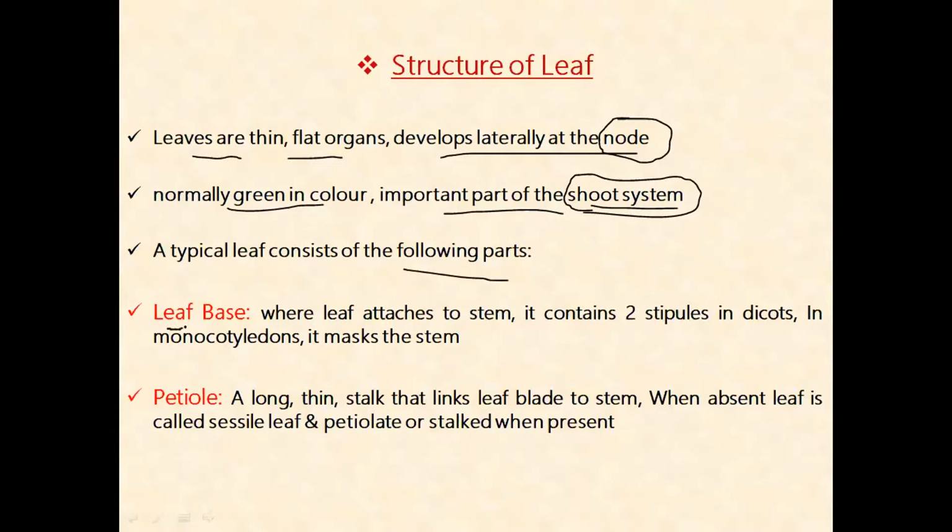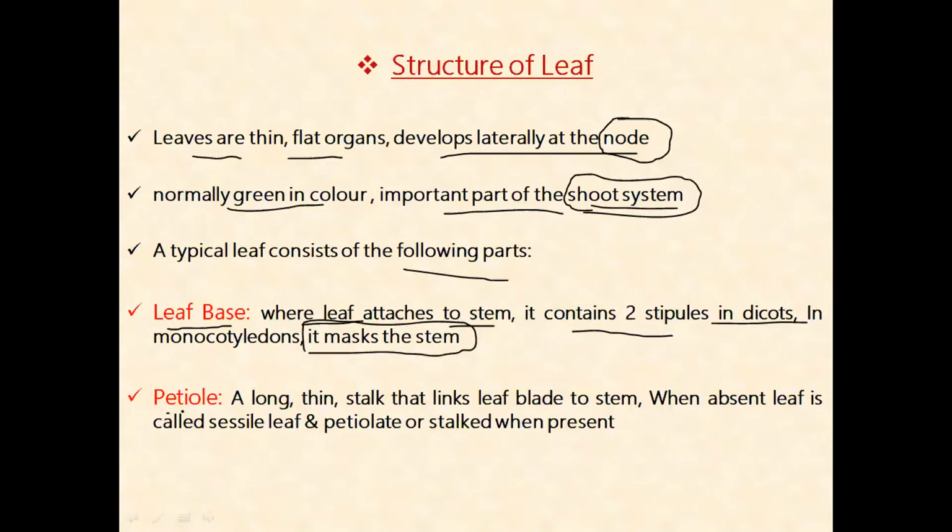First one is leaf base. Leaf base is the part of the leaf where the leaf attaches to the stem. So leaf base attaches the leaf to the stem. It consists of two stipules in dicots, and in monocots it masks the stem. The leaf base masks the stem in monocots.